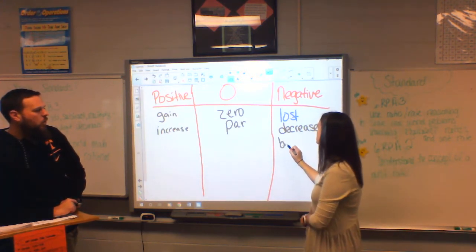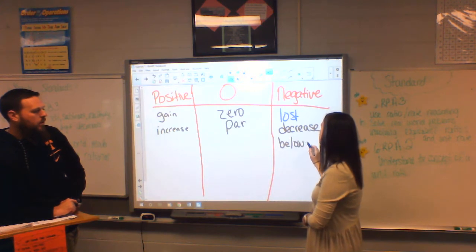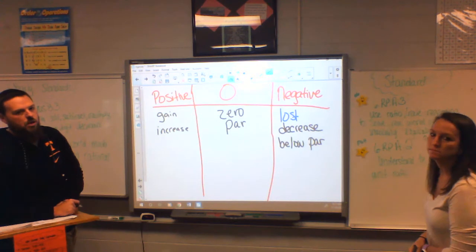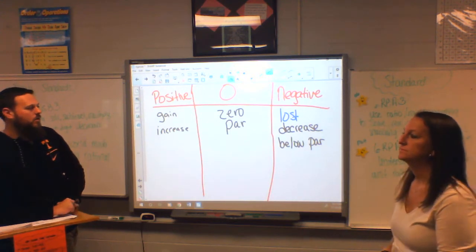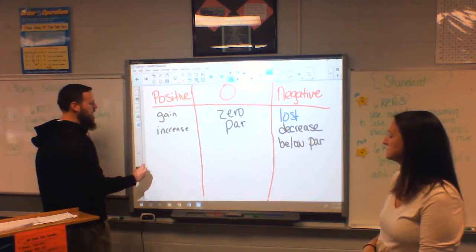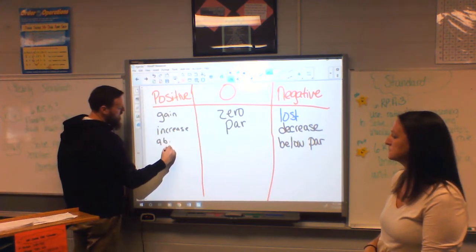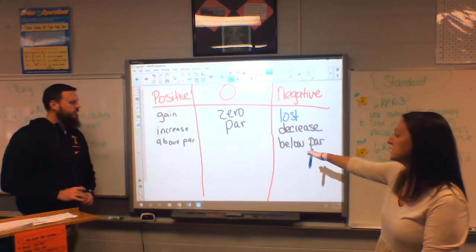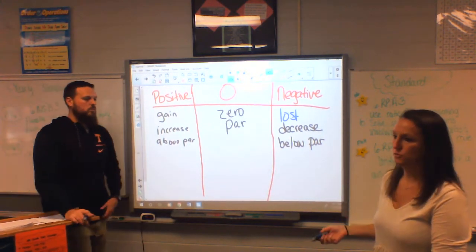Now golf is a little weird because in golf you kind of want to be below par. That means you shot in the negatives. That means it took you fewer shots to get to the hole, which is what you want. On the opposite side of that, you have above par. So clearly below and above should also be words that you're familiar with.